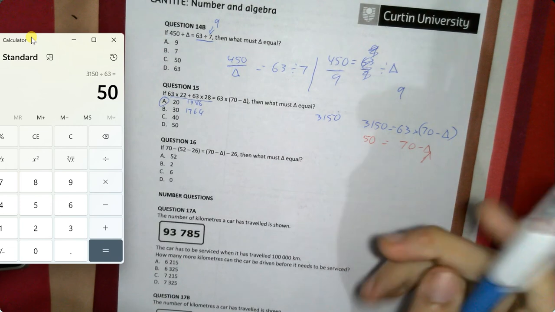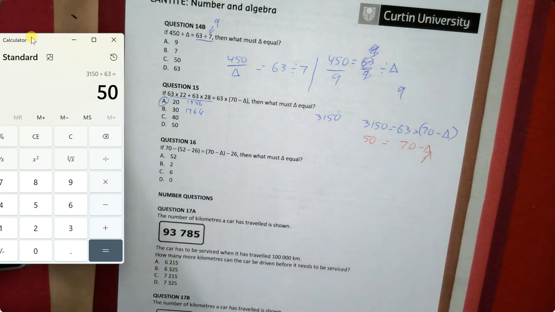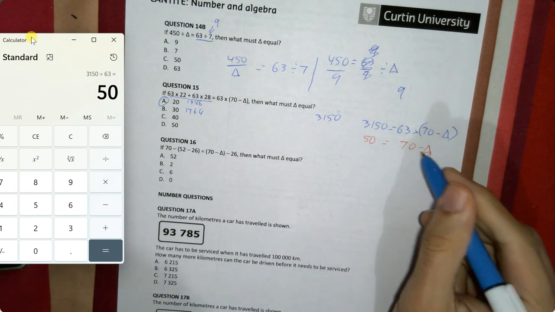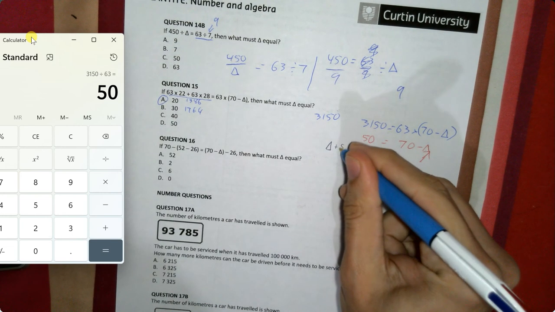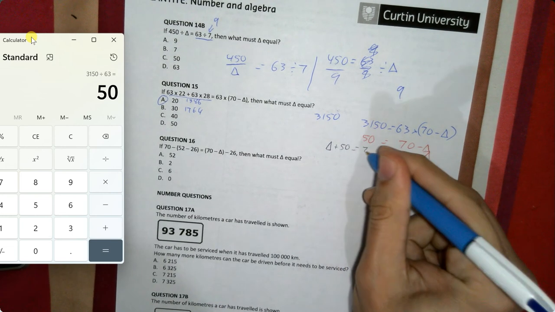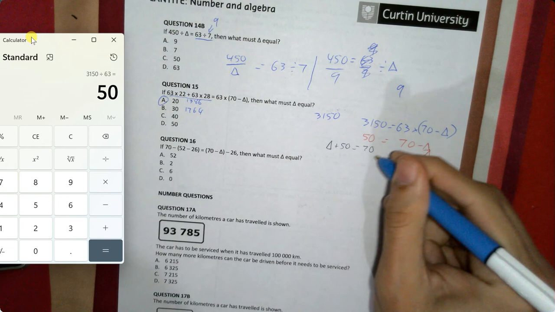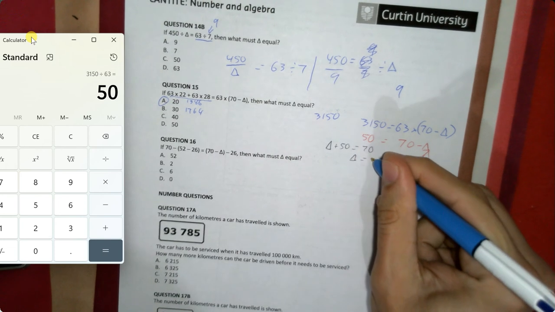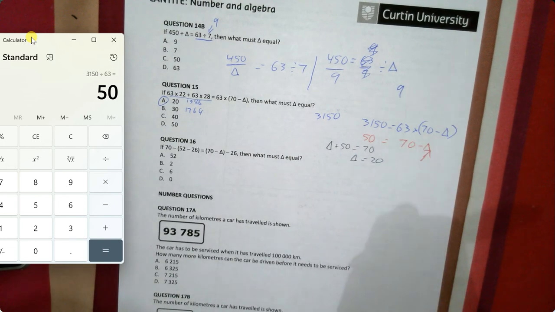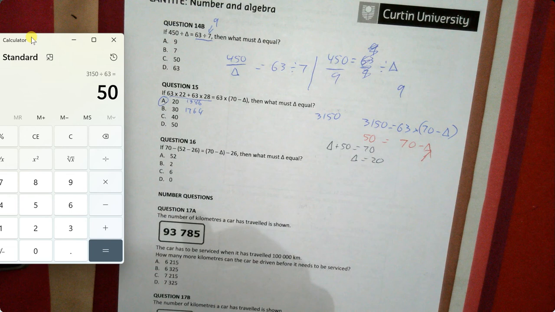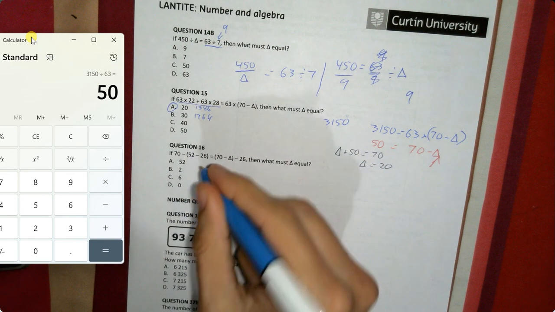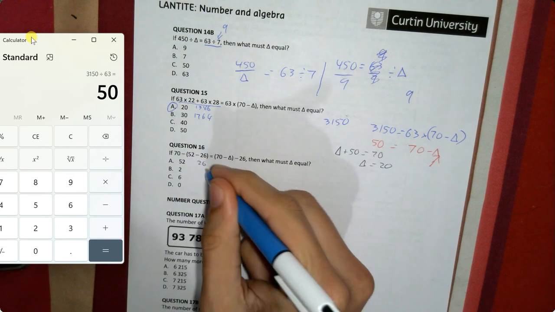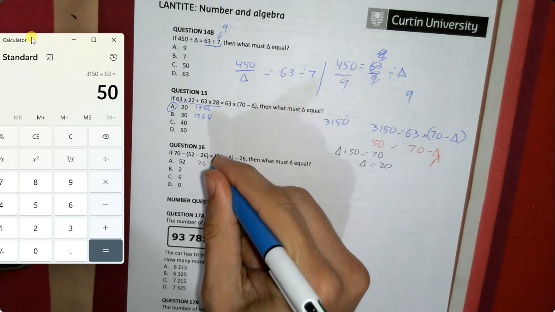And if you didn't, I guess the fully algebraic way to try to get the positive delta instead of negative, add delta to both sides. So you're going to get delta plus 50 equals 70, and then take 50 from both sides, and you're going to have delta equals 20. Okay? All right, next one. 70 take 52 take 26. 52 take 26 is 26. 70 take 26 is going to be 44.